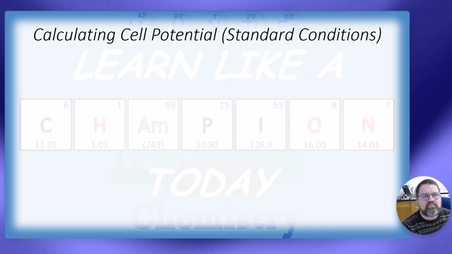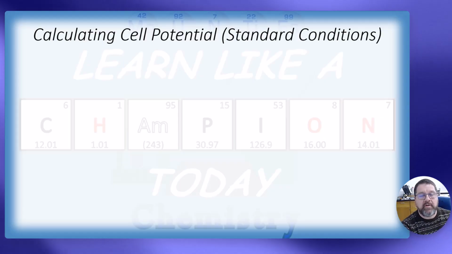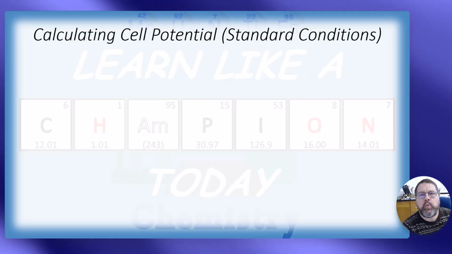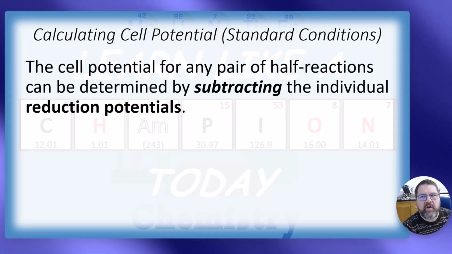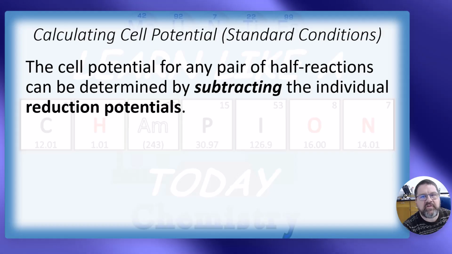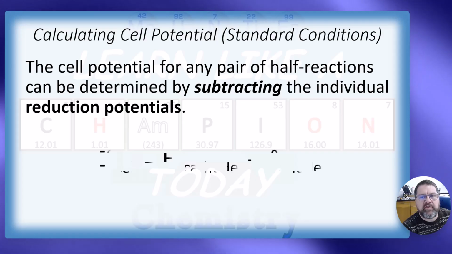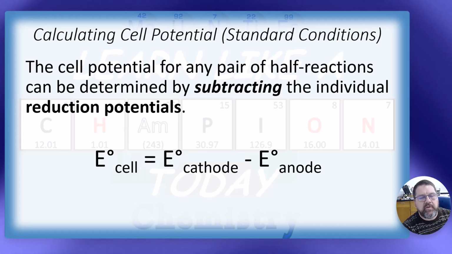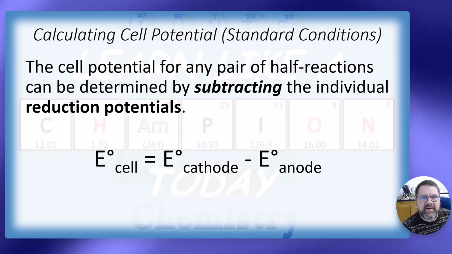All right, so once we identify what is going to be serving as the anode, the other material will then be serving as the cathode, and we can calculate just how much voltage this particular combination will be able to generate. And so in order to find the cell potential for any pair of half reactions, you have to subtract their individual reduction potential values. And the equation you want to remember is that E cell is going to equal the standard reduction potential of the cathode minus the standard reduction potential of the anode.